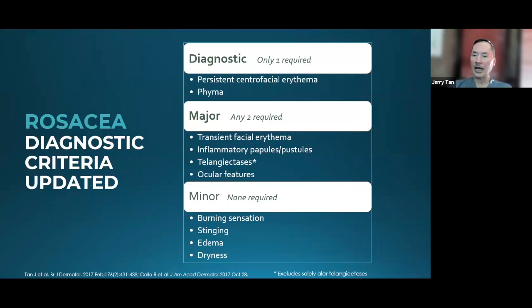Ocular features, and then the minor features, which are not required for diagnosis, but are important to be aware of, are burning sensation, stinging, edema, and dryness. The reason for that is they can be extremely helpful in certain phototypes to direct you to the diagnosis. Plus, there's enough groups of patients that present with those symptoms that you want to try to ensure that your treatments offered also address that type of skin dysesthesia.